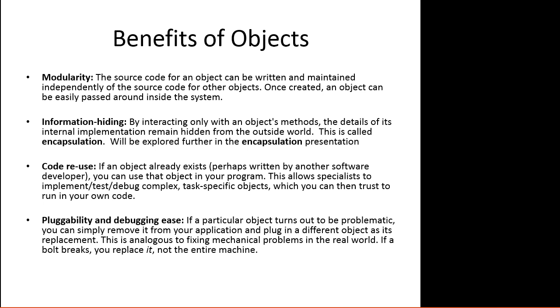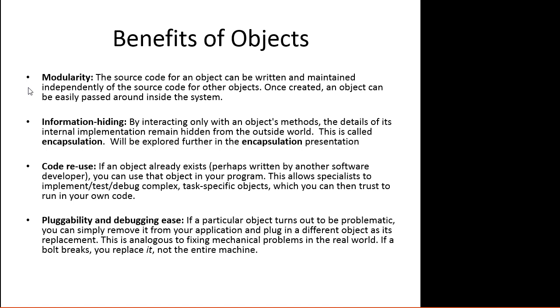So let's talk really quickly about some benefits of objects. Some of these will become more clear in later presentations, but objects provide modularity, so the source code of an object can be written and maintained independently of the source code for other objects. Once created, an object can be easily passed around inside the system. Information hiding is not going to be as clear yet because we haven't talked about encapsulation, but I put it in here anyways because some people have seen this and I'm starting to get questions about it. By interacting only with an object's methods, the details of its internal implementations remain hidden from the outside world. This is called encapsulation. We're going to explore this in a later presentation.